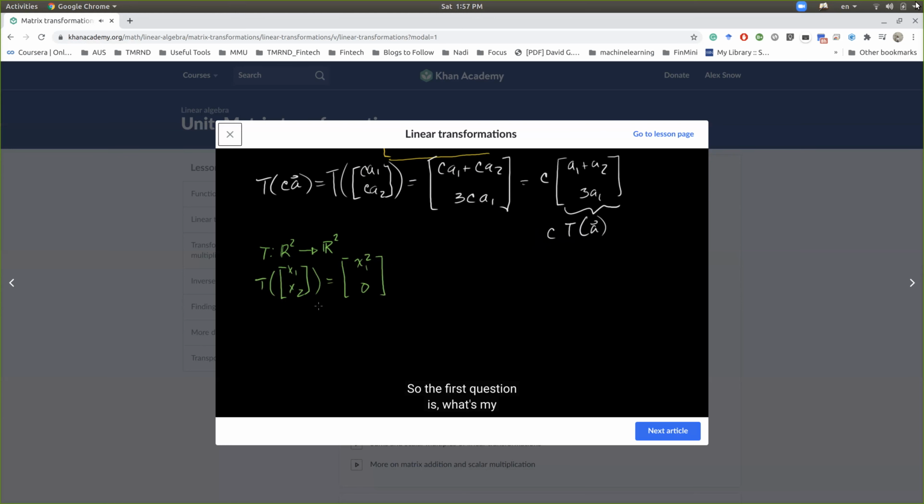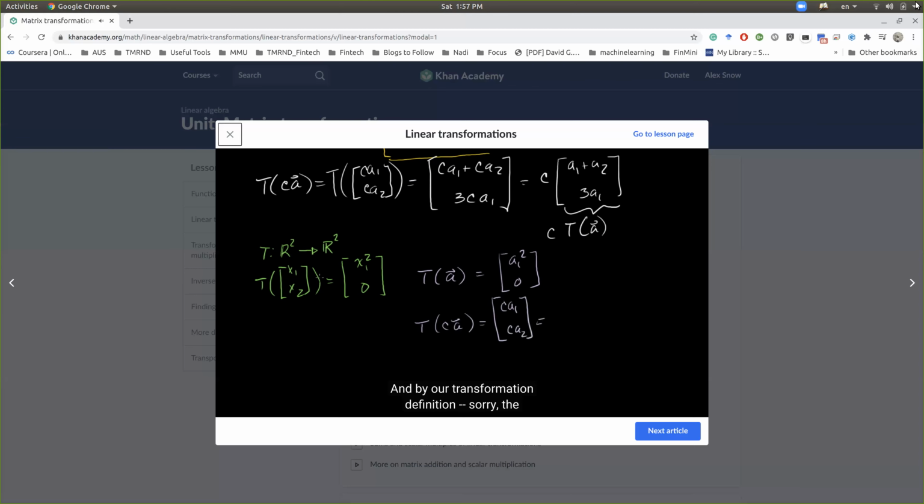So the first question is, what's my transformation of a vector A? My transformation of a vector A, where A is the same A that I did before, would look like A1 squared and then a 0. Now, what would be my transformation if I took C times A? C times A is the same thing as C times A1 and C times A2.